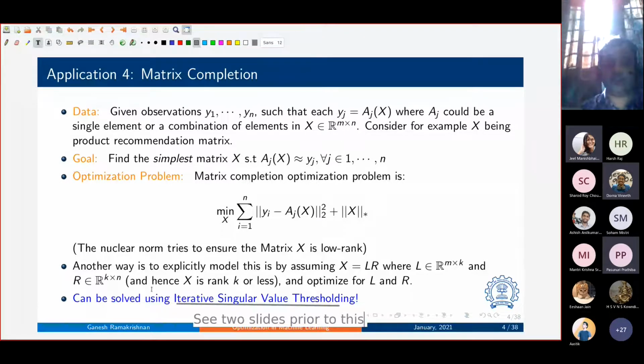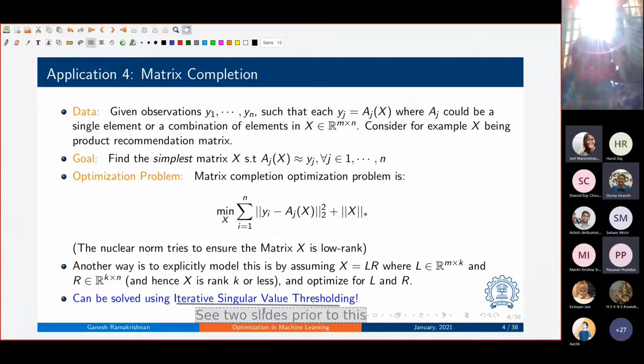There are other ways of solving this as well. You could also explicitly model this using some decomposition. X is L into R, where L and R are such that they are M cross K and K cross N. So that by design will make X to be rank K or less. And then you'll try and optimize for L and R. That's another way, and that brings us to the next topic. That's also related to the next topic. Any questions?